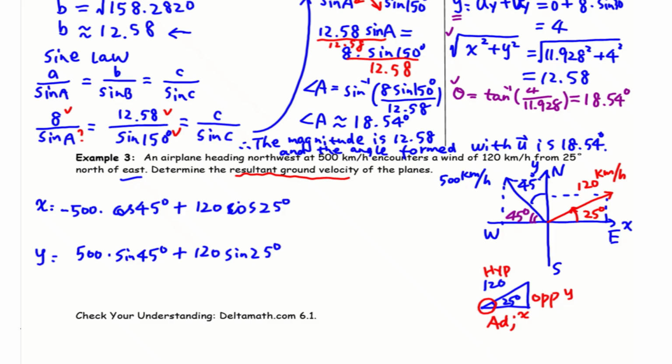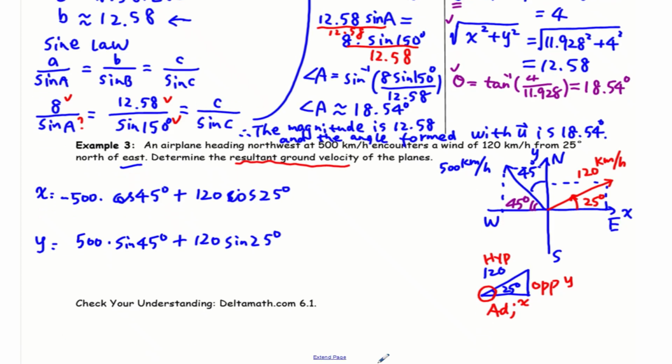We could use SOHCAHTOA: the opposite over hypotenuse equals the sine. And the opposite is y, hypotenuse is 120. So for y, we move the 120 to the other side: y is 120 times sine. So that's where we got the sine.